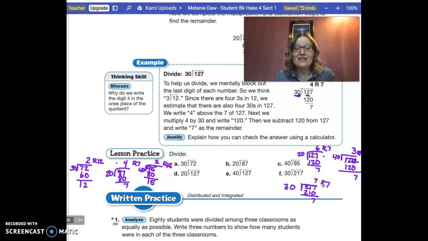And there you have it for our practice set. I know you're going to enjoy this. It's a great way to get warmed up as we tackle more on two-digit divisors.